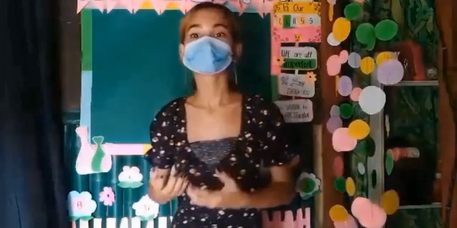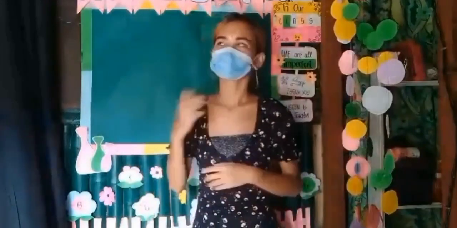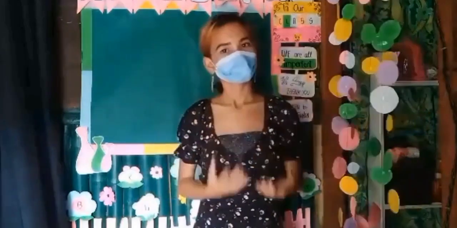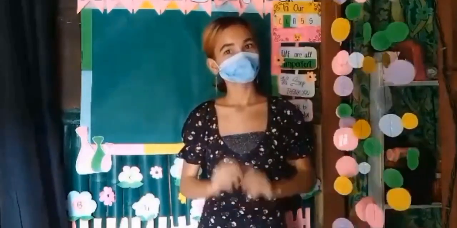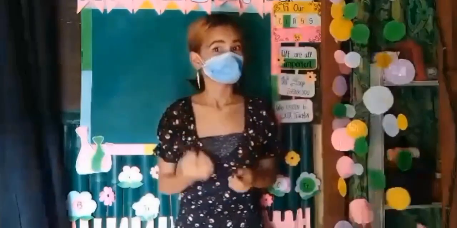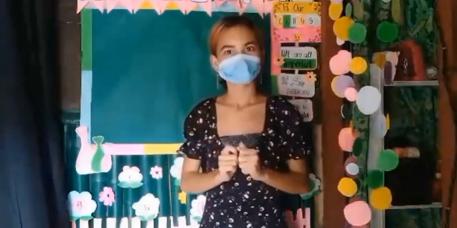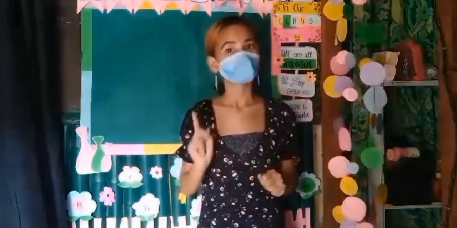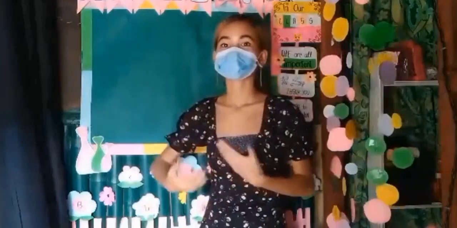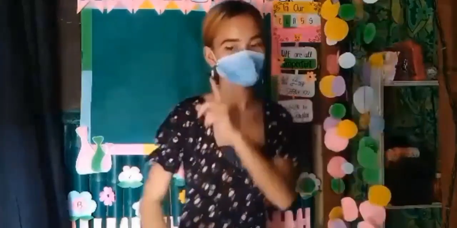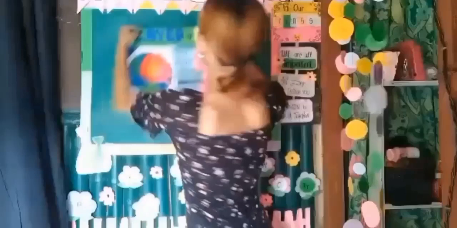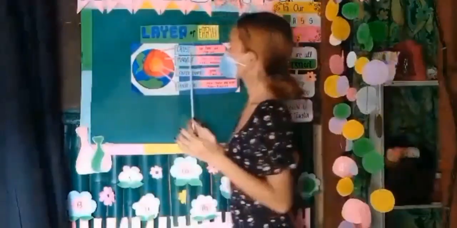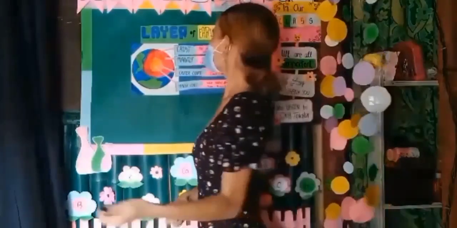Now, before we proceed to our main lesson about the earthquake and the volcanic eruption, let's talk about the layers of the earth. This is related to our main topic, so let's discuss this first. We all know that the layers of the earth are crust, mantle, and core. Do you know this, class? So let me have a chart here. This contains the layers of the earth.